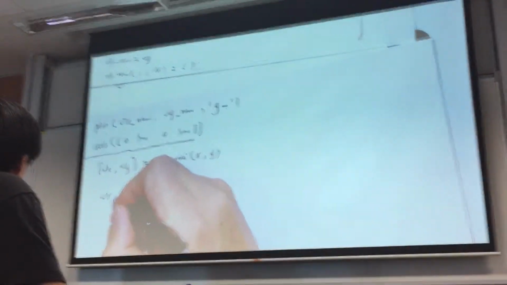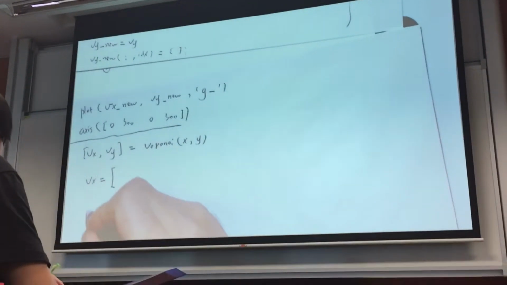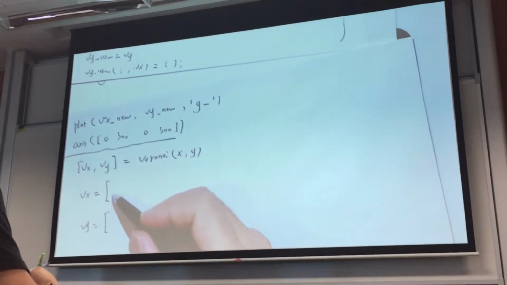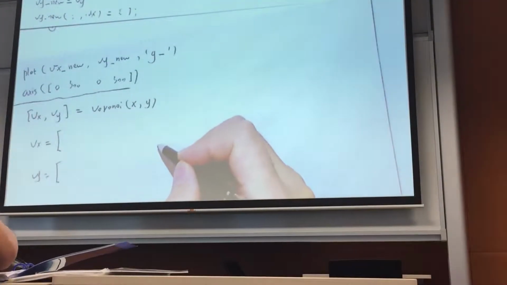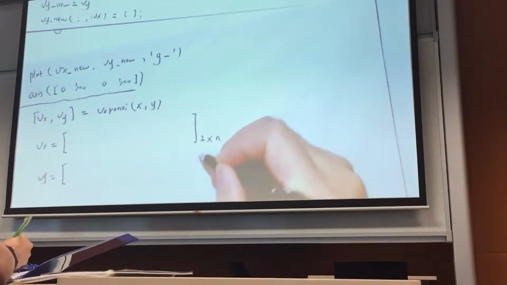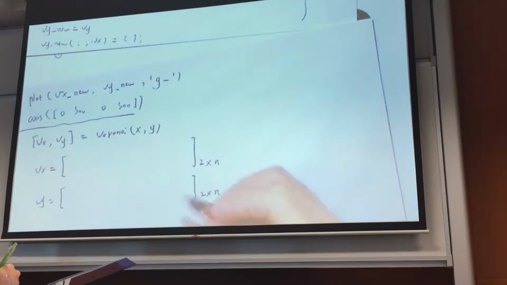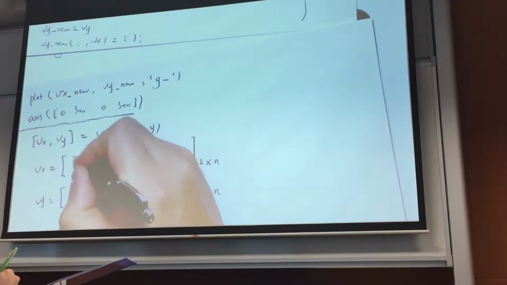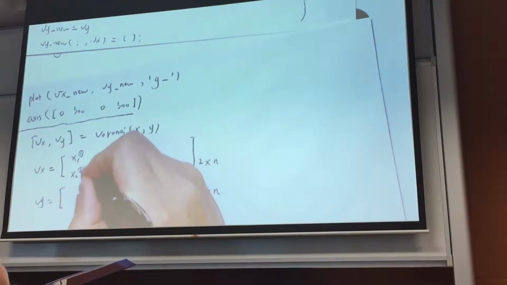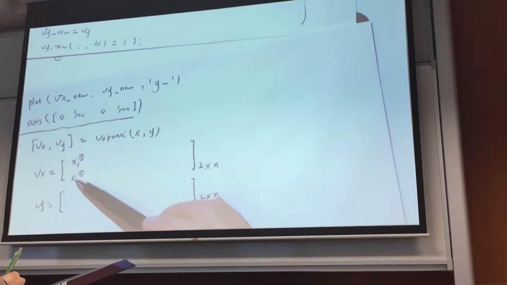So for Vx and Vy, both are two-row matrices. You know they are 2 by something. This one is also 2 by the same dimension. So I assume the first one is x1,1. This one is x2,1. So Vx only contains the x coordinates.